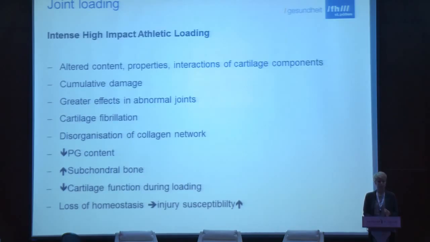So what does this mean for the cartilage itself if a patient is exposed to high impact loading? We have an altered content of the cartilage components, in particular of collagen type 2 and proteoglycans. We have a cumulative damage of the cartilage. It's greater effects in joints which are abnormally loaded. We will find a cartilage fibrillation, and very important, the proteoglycan content decreases and the pressure on the subchondral bone increases, which is mainly responsible for the pain in these patients. In general, the function of the cartilage is decreasing and cartilage can no longer work as it should. And in addition, we will find a loss of homeostasis.